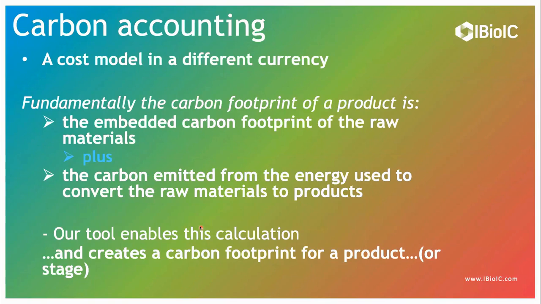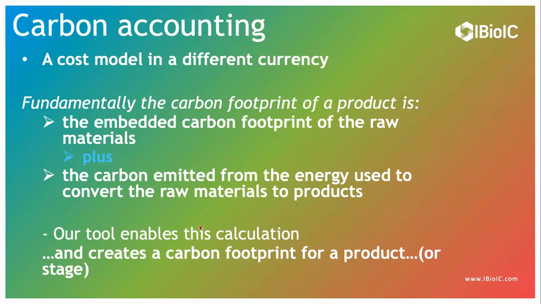But the principle behind our tool is that fundamentally, the carbon footprint of a product, or a stage of processing, is the embedded carbon footprint of all the raw materials going in, scope 3, plus the carbon emitted from the energy used to convert the raw materials to products, scope 1 and 2. So that's really the fundamental guiding principle behind this. And our tool aims to allow you to do this calculation and create a carbon footprint for a product, or potentially just for a stage of a product.